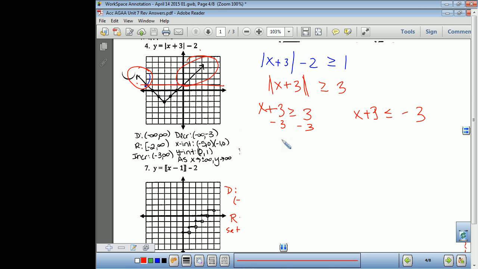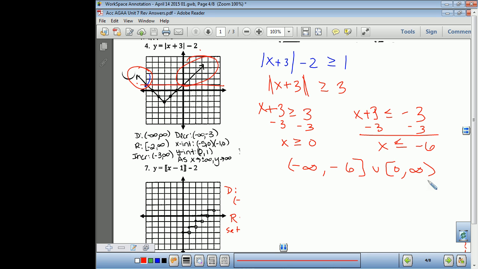Algebraically, we get that x has to be greater than or equal to 0. Is that what we had on our graph? Yes. And we also get that x is less than or equal to negative 6. Is that what we have on our graph? Yes. Now we cannot write this as a compound inequality because it's going in opposite directions. You can only write a single compound inequality if they come together. This one's going apart. So that's the best we can do written as an inequality. In interval notation, it would look like this: from negative infinity to negative 6, union from 0 to infinity.